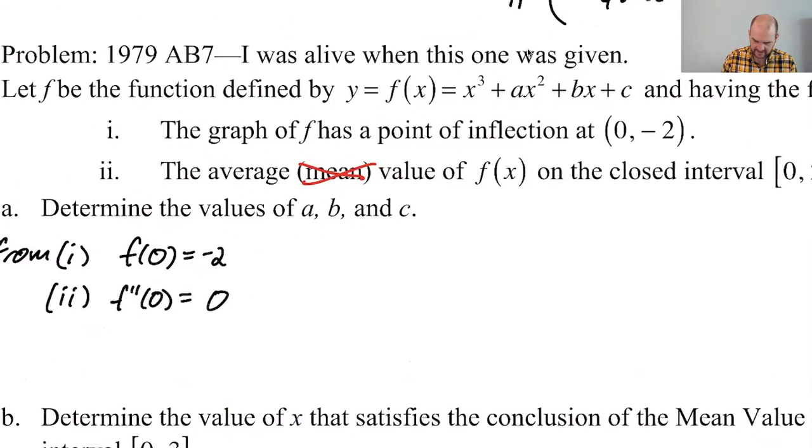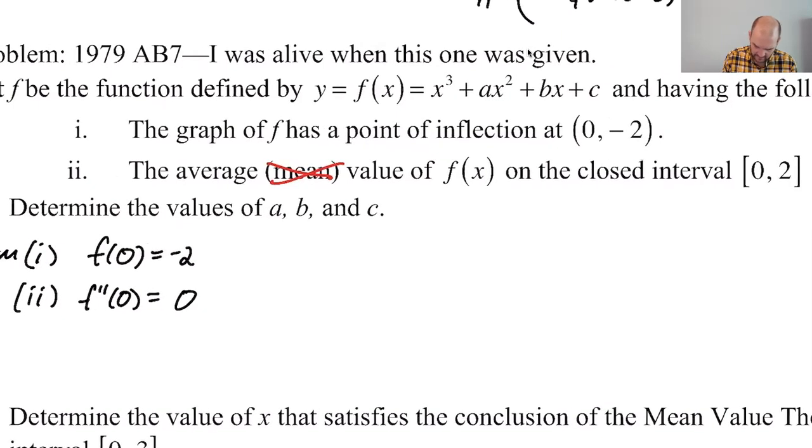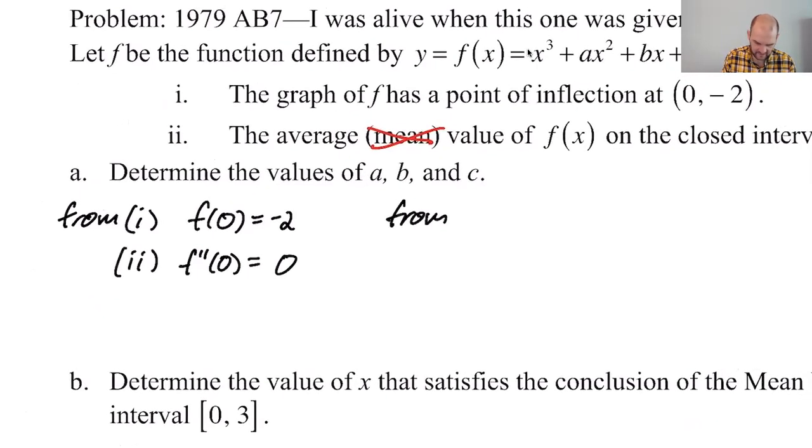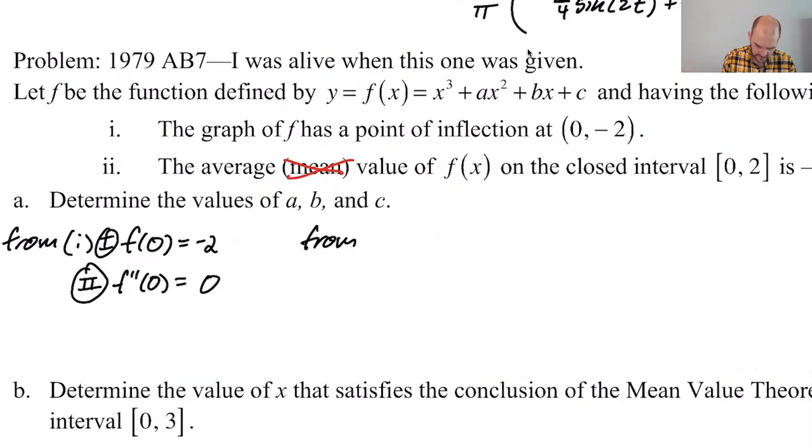So let's combine that and see what it tells us. From 1, we get this, and then we also get this. Anyway, from this, I know that f of 0 is -2, which if you look at it, just means that c is -2.